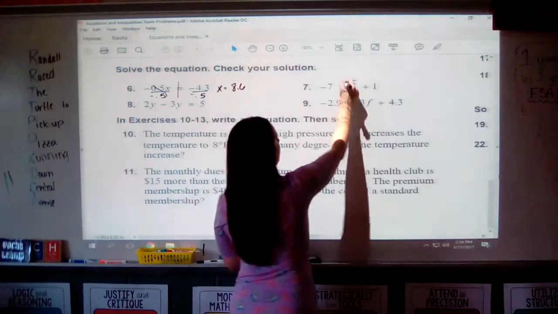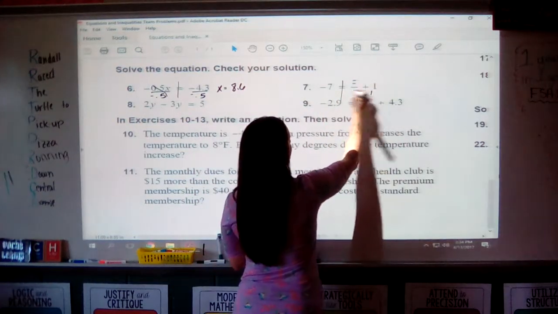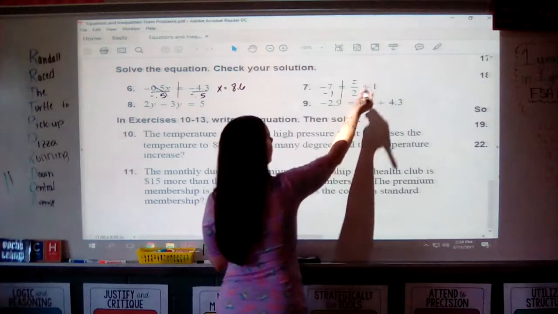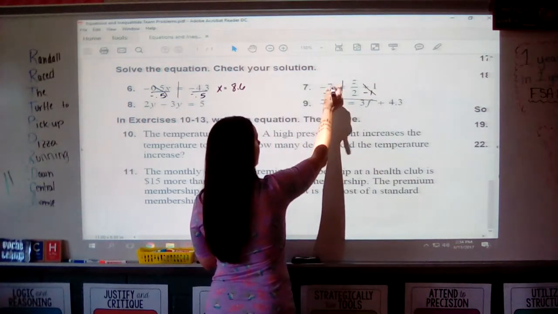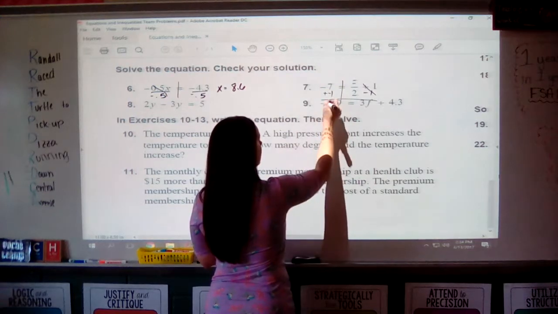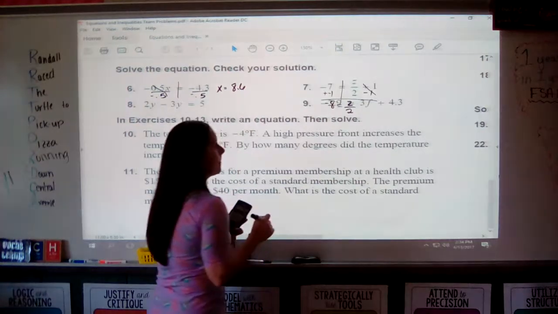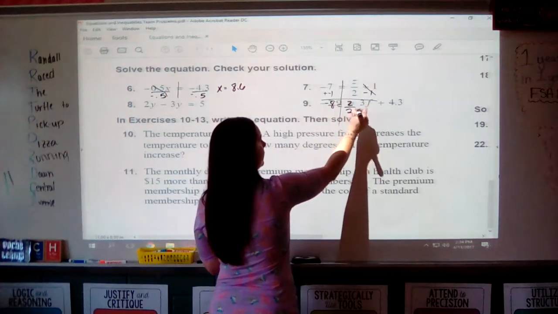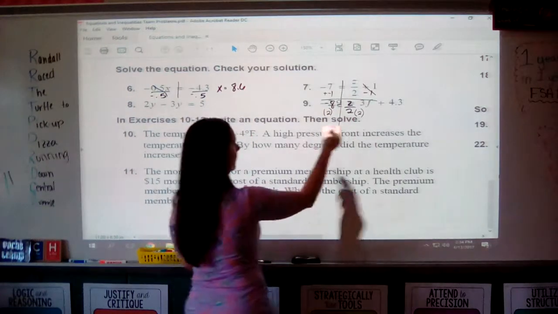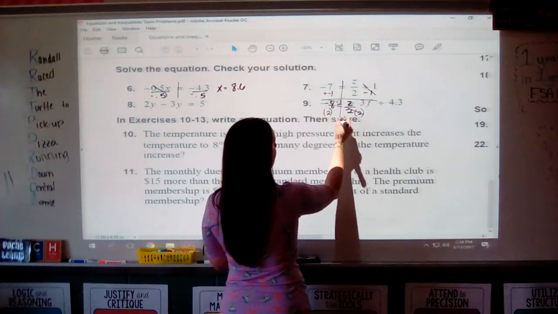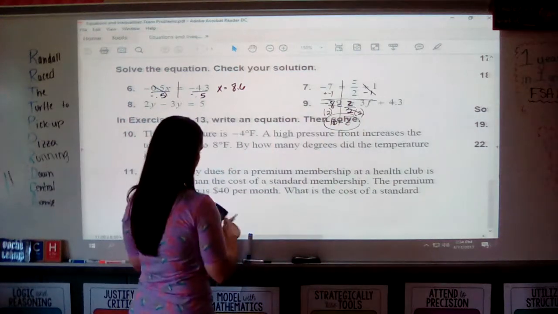Number 7 is a two-step equation. We always start with addition or subtraction first. So I want to start by subtracting 1 from both sides. -7 minus 1 is going to give me a -8 and z over 2. Now the opposite of division is multiplication. Multiply both sides by 2. I'm left with z equals negative 16.